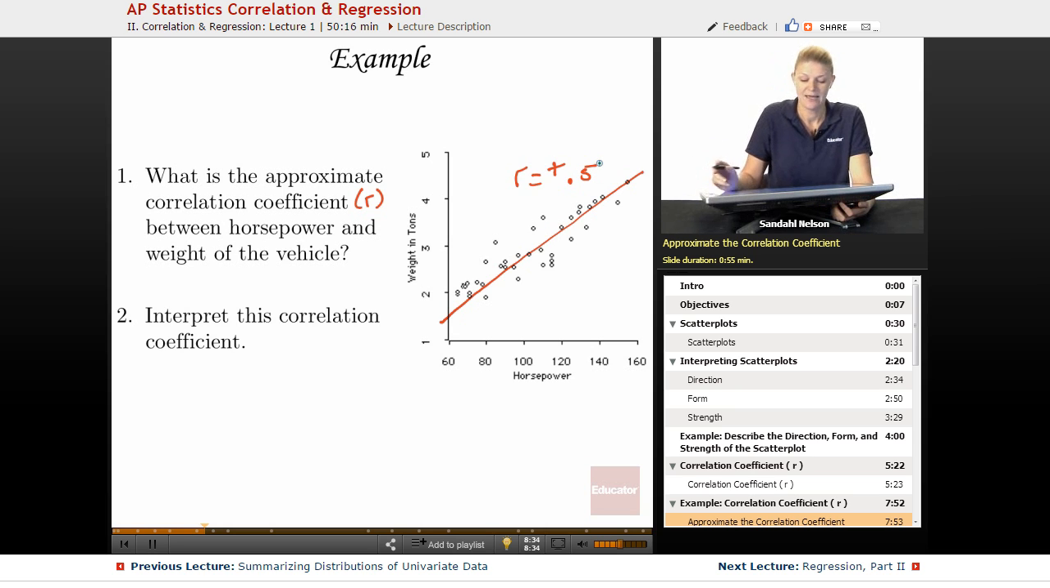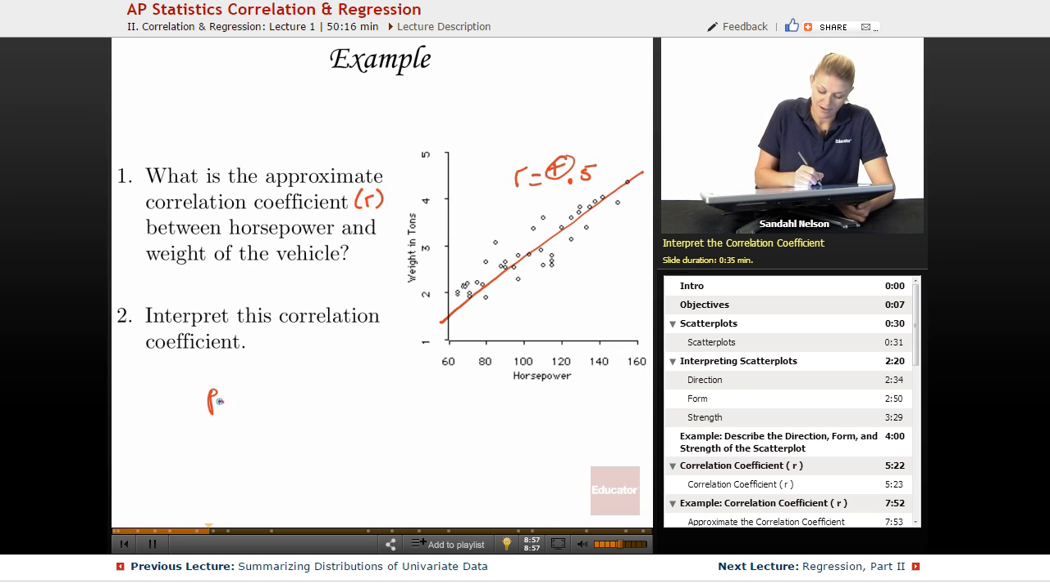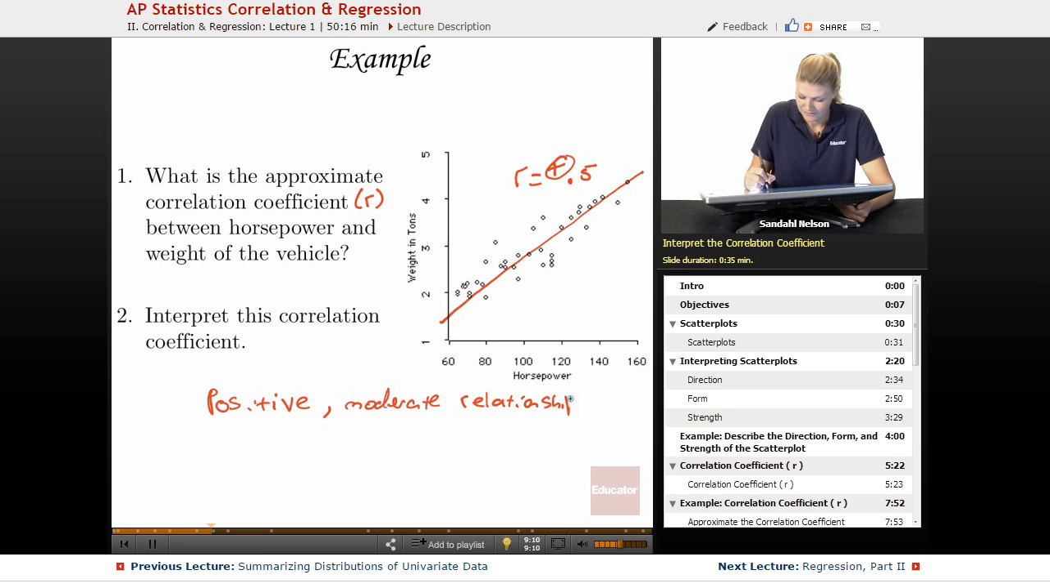So we can say 0.5. And you would never get a multiple choice question where they'd have 0.5, 0.55, and you just have to eyeball it, because you can't know that precisely from just looking. But it's important to note that it will be positive because as horsepower goes up, weight goes up. So let's interpret this correlation coefficient. What this correlation coefficient, positive 0.5, means is that there is a positive moderate relationship, and maybe we'd even say positive moderate linear relationship between horsepower and weight.